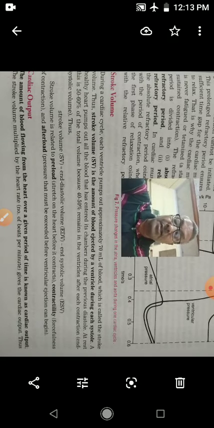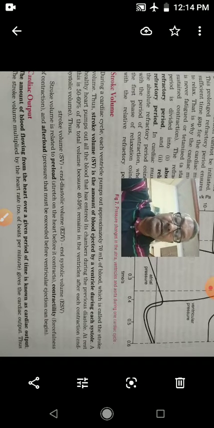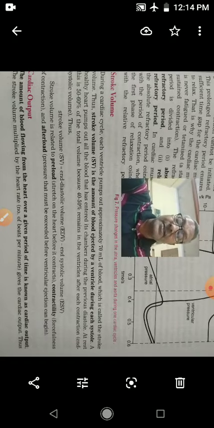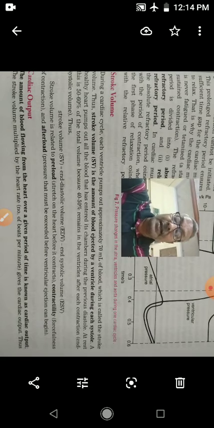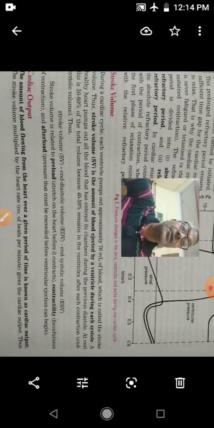Stroke volume is equal to end diastolic volume minus end systolic volume. So at the end of diastole, each ventricle has filled with blood, and at the end of systole, the blood has been ejected. So by taking the difference between the end diastolic volume and end systolic volume, we can calculate stroke volume.